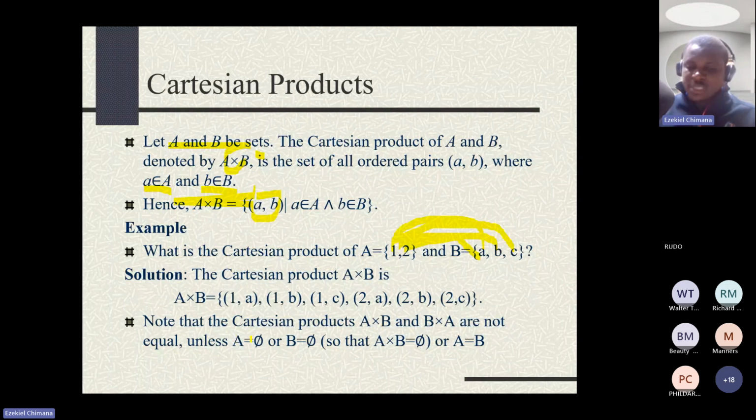So note that the Cartesian products A cross B and B cross A are not equal, unless A is an empty set or B is an empty set, so that A cross B will be an empty set, or A is equal to B. So in other words, guys, A cross B is not equal to B cross A unless both A and B are empty sets.